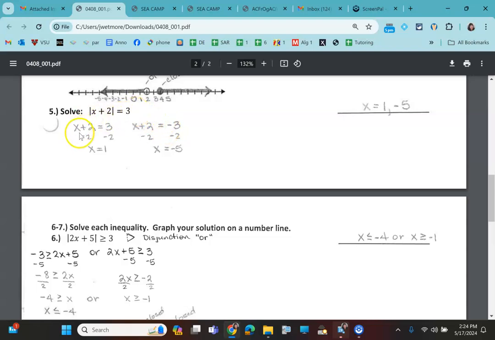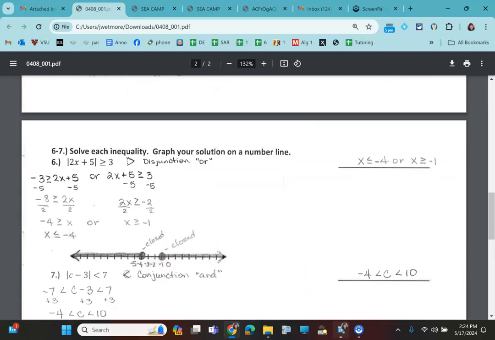To get x by itself, let's subtract 2 from both sides, and I'll get x equals 1. And then over here, subtract 2 from both sides, and I'll get x equals negative 5. So those would be my two solutions, positive 1 and negative 5. Now, that's an absolute value equation when I have an equal sign. Notice that this next one is an absolute value, but it's an inequality. So that's when I have a greater than or a less than sign. All right, less than.